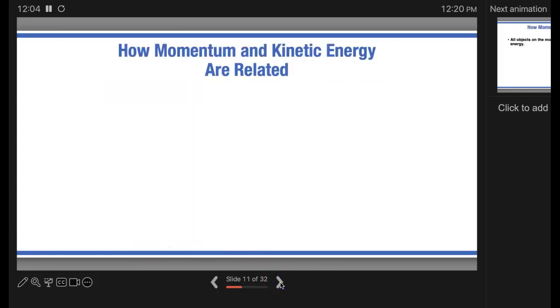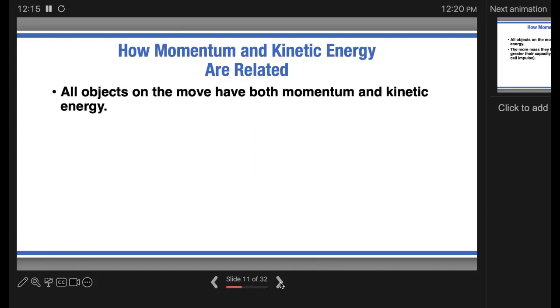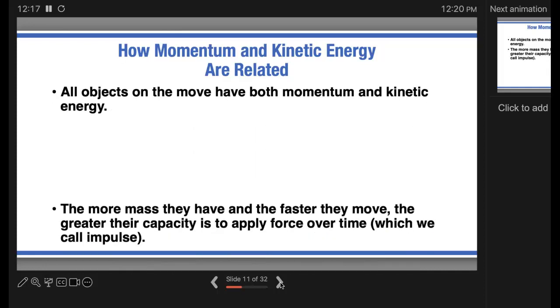Hi, I'm Chris. And the concept would apply to any thrown object that we have. So whether you're throwing a javelin or a baseball, there's always that momentum and kinetic energy relation there. So all objects have both momentum and kinetic energy.